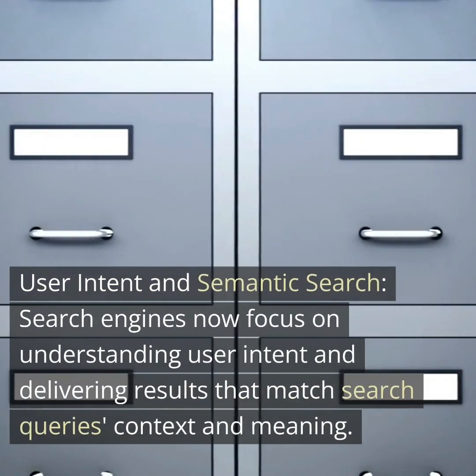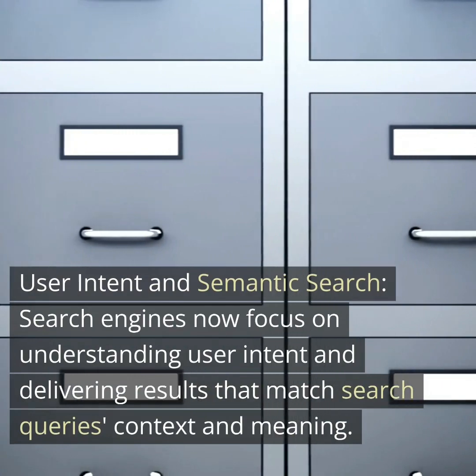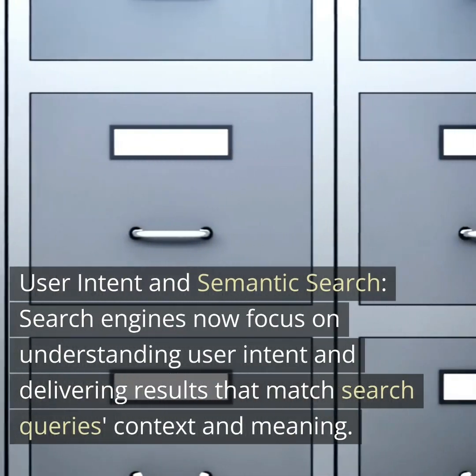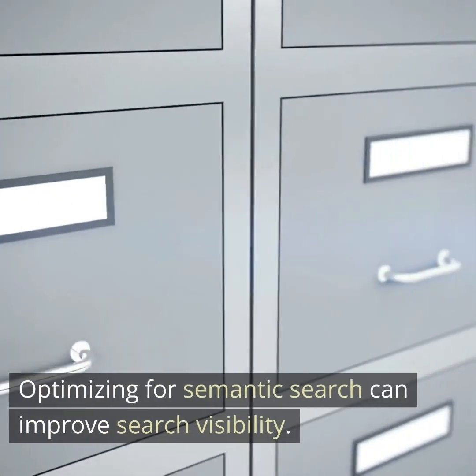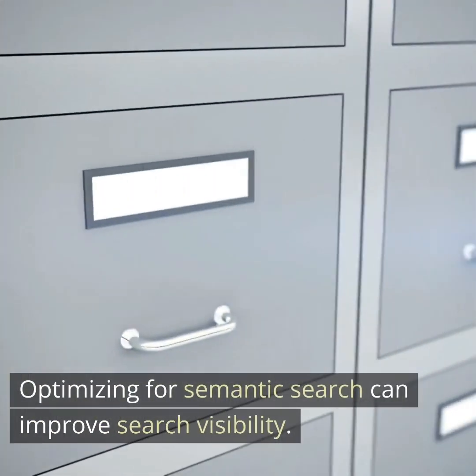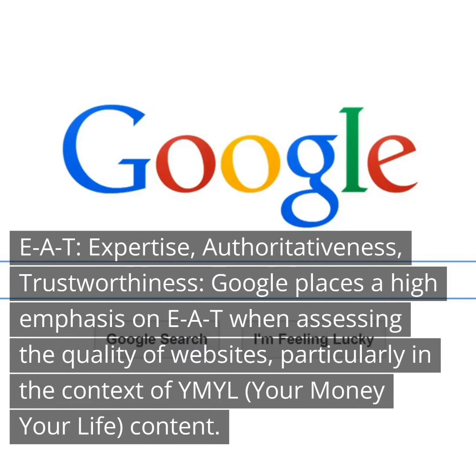User intent and semantic search. Search engines now focus on understanding user intent and delivering results that match search queries' context and meaning. Optimizing for semantic search can improve search visibility. EAT, expertise, authoritativeness, trustworthiness. Google places a high emphasis on EAT when assessing the quality of websites, particularly in the context of YMYL, your money, your life, content.